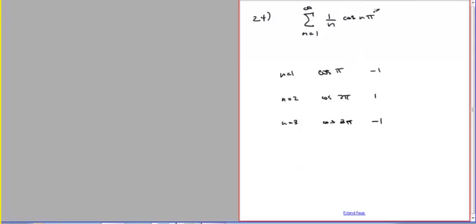So it does alternate, and a sub n in this case is just 1 over n. So we have to answer the two questions. Is the limit of a sub n as n goes to infinity equal to 0? The answer is yes, because if you put n equals infinity in there, you get 1 over infinity, which is 0. Okay, so that's the first requirement.